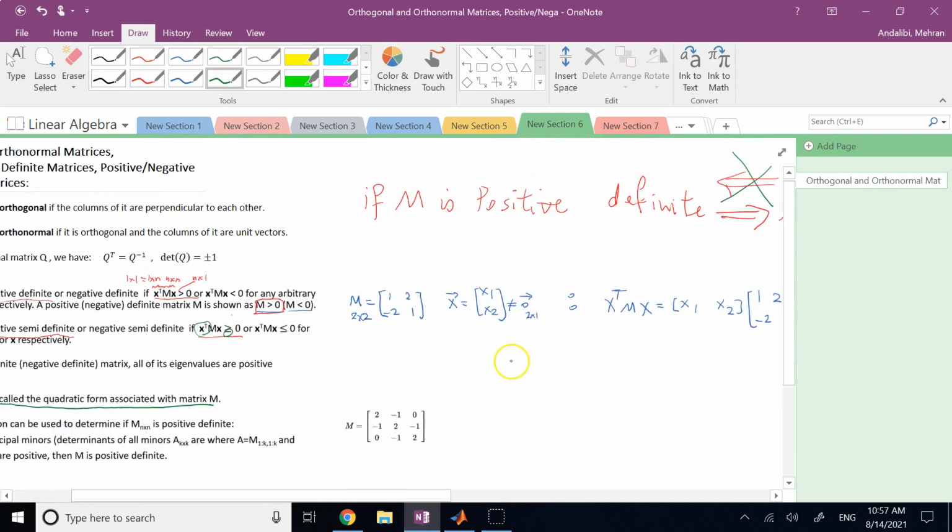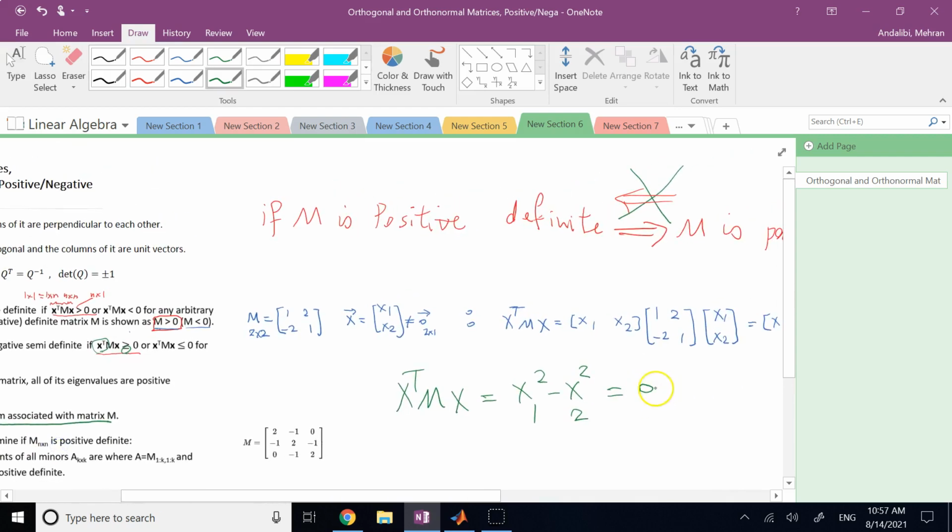Let's say I have a case where X transpose M times X turns out to be x1 squared minus x2 squared. In here, this term can be equal to 0 also when x1 is equal to x2, and they are not necessarily equal to 0. And not only can this be 0, if x2 is bigger than x1 in magnitude, then this term can also be negative. So in something like this, it's not even positive semi-definite, it's completely what we call indefinite.